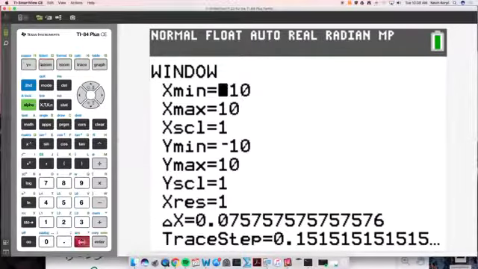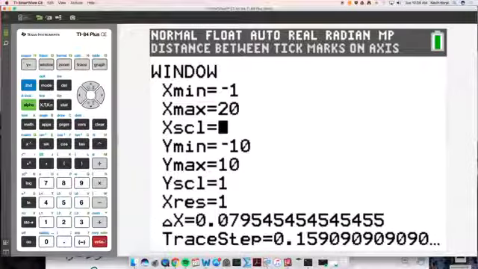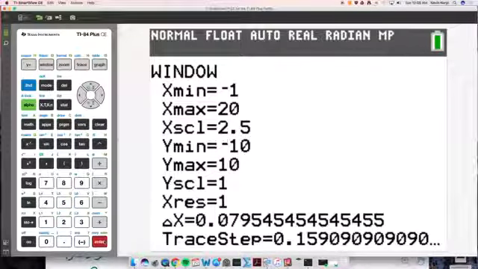Our X-min, I'm going to go ahead and put -1 instead of 0. That way we can see the y-axis. We went out to 20 seconds, so that sounds good to me. I'll go out to 20. Your X scale, you can either turn it to 0 because you don't really need tick marks, or in this case, if you want to put it at 2.5, since 0 is a critical value, you'll actually see the critical values every 2.5. That's fine.